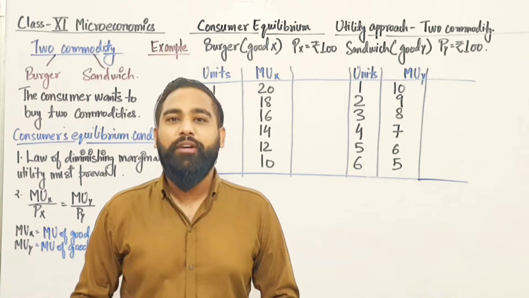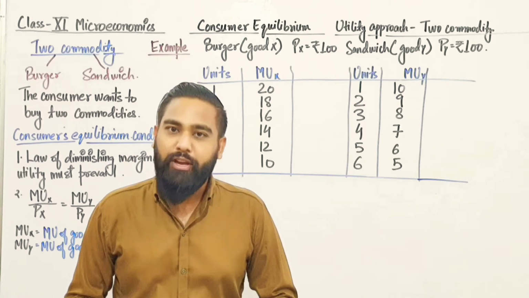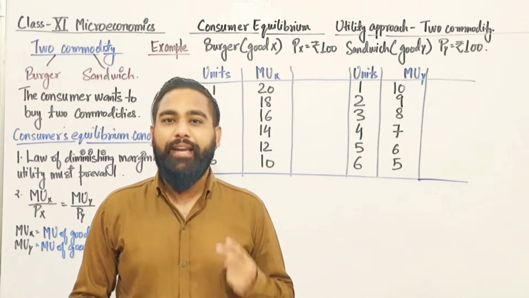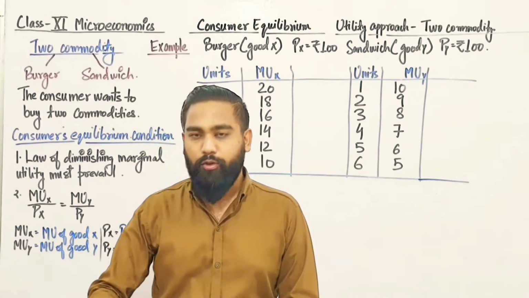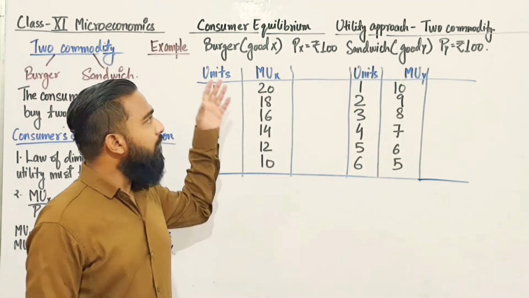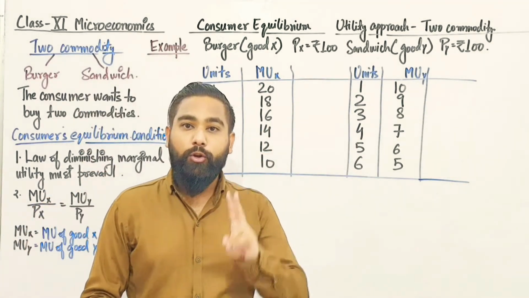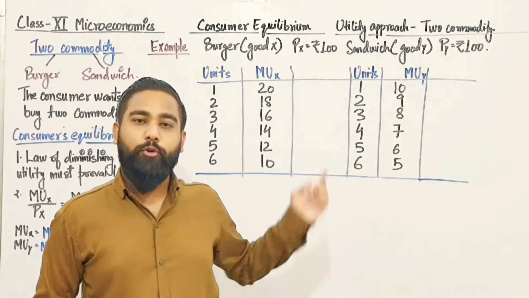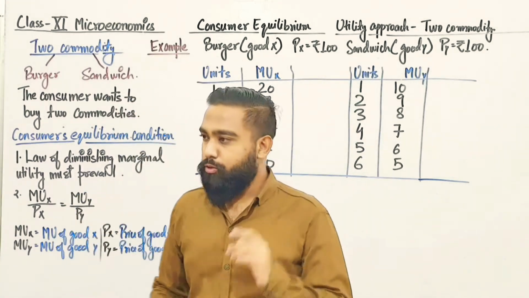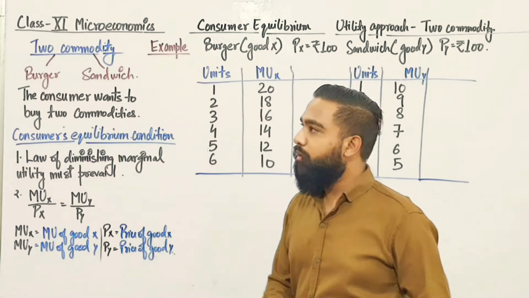I am Avinash Lambert, your economics guru, and today we are going to continue our second chapter, which is consumer's equilibrium. In today's video, we are going to study the utility approach but in two commodities. In the previous video, we covered the utility approach in a single commodity. So students, let's start today's video.